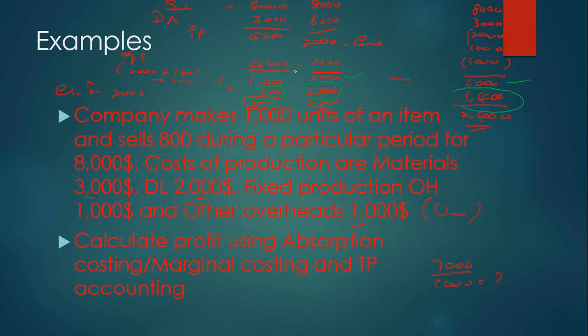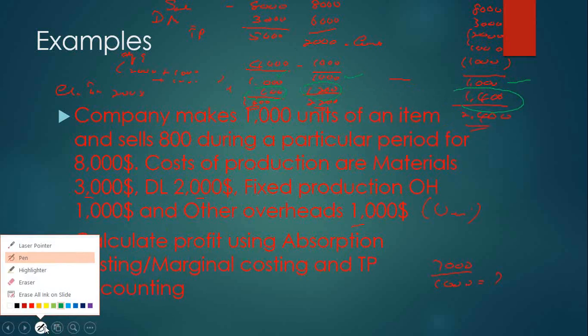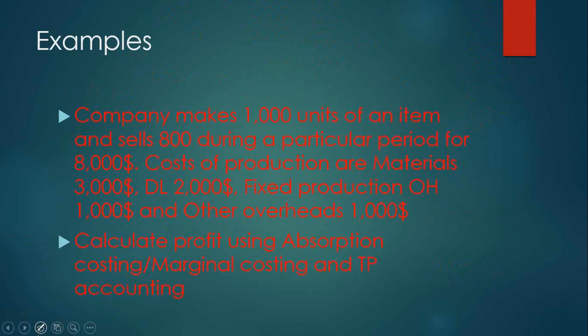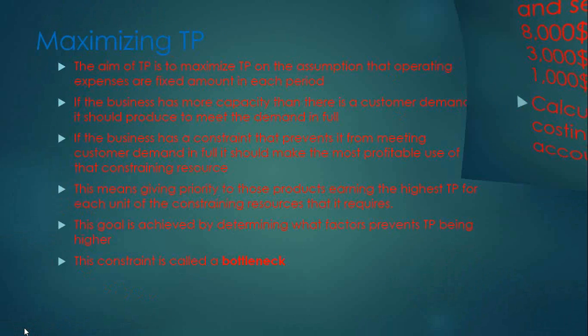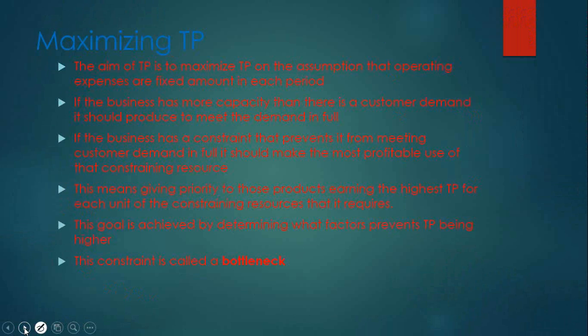Yes. Right. So that is very, very important that we realize that one and we understand this principle. This is the biggest thing that you need to understand between the three concepts. So, maximizing the TP. The aim of the TP is to maximize the TP on the assumption that operating expenses are fixed amount in each period. So, operating expenses, as I said, direct labor, direct materials, all that is considered as fixed.